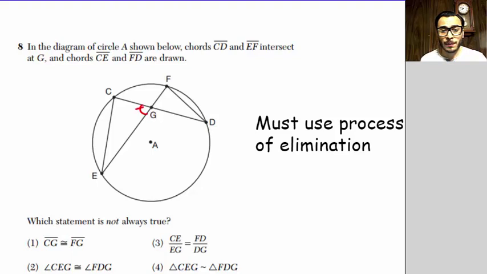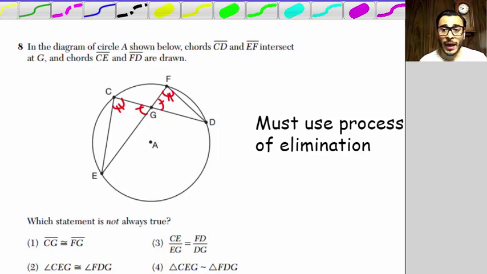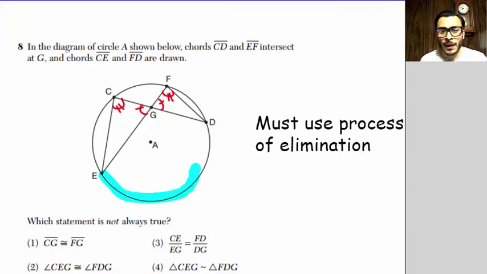We have vertical angles here, and I'm going to say that angle C is congruent to angle F. Now, why is that? If you recall, if you had me as a teacher, we talked about inscribed angles. And if you look at angle C, it is an inscribed angle, and it's supposed to be half of the intercepted arc DE, right?